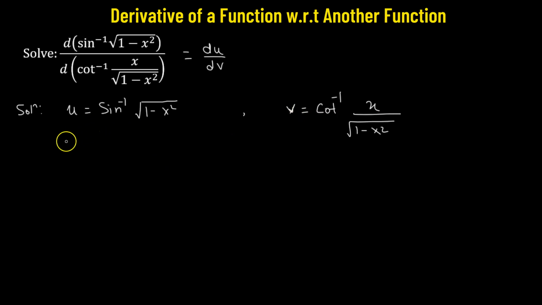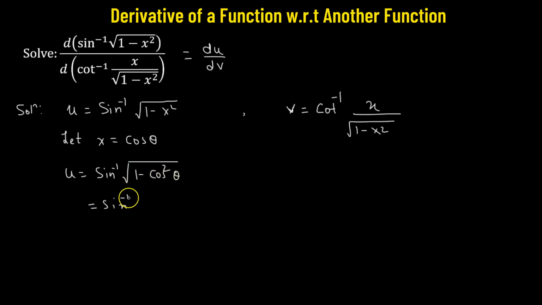Now, we will need to obtain the derivative of u with respect to x, but before doing that, we will try to simplify the expression on the right side of u using a trigonometric substitution. So let's suppose that x is equal to cosine of theta. Then u will be equal to sine inverse of square root of 1 minus cosine squared theta. And square root of 1 minus cosine squared theta simply equals sine theta. Here we have used an identity, cosine squared theta plus sine squared theta, which is equal to 1, which gives us u equals theta.